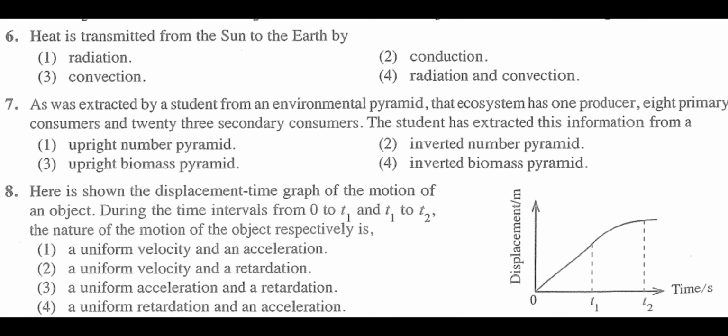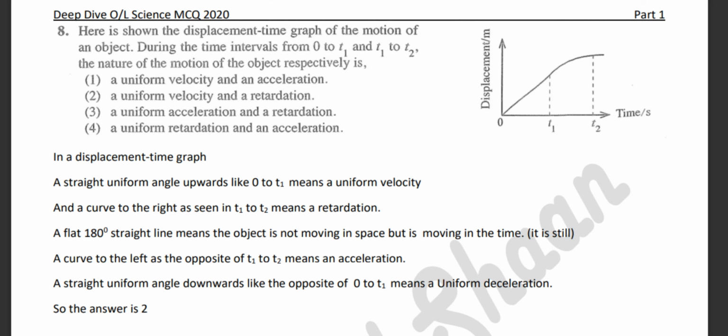8th question. Here is shown the displacement time graph of the motion of an object during the time intervals from 0 to t1 and t1 to t2. The nature of the motion of the object is, respectively? So this is a displacement time graph. A straight uniform angle upwards, like we can see from 0 to t1, means a uniform velocity. It means in a unit time, displacement is the same. So it's a velocity, because we measure velocity by displacement divided by time.